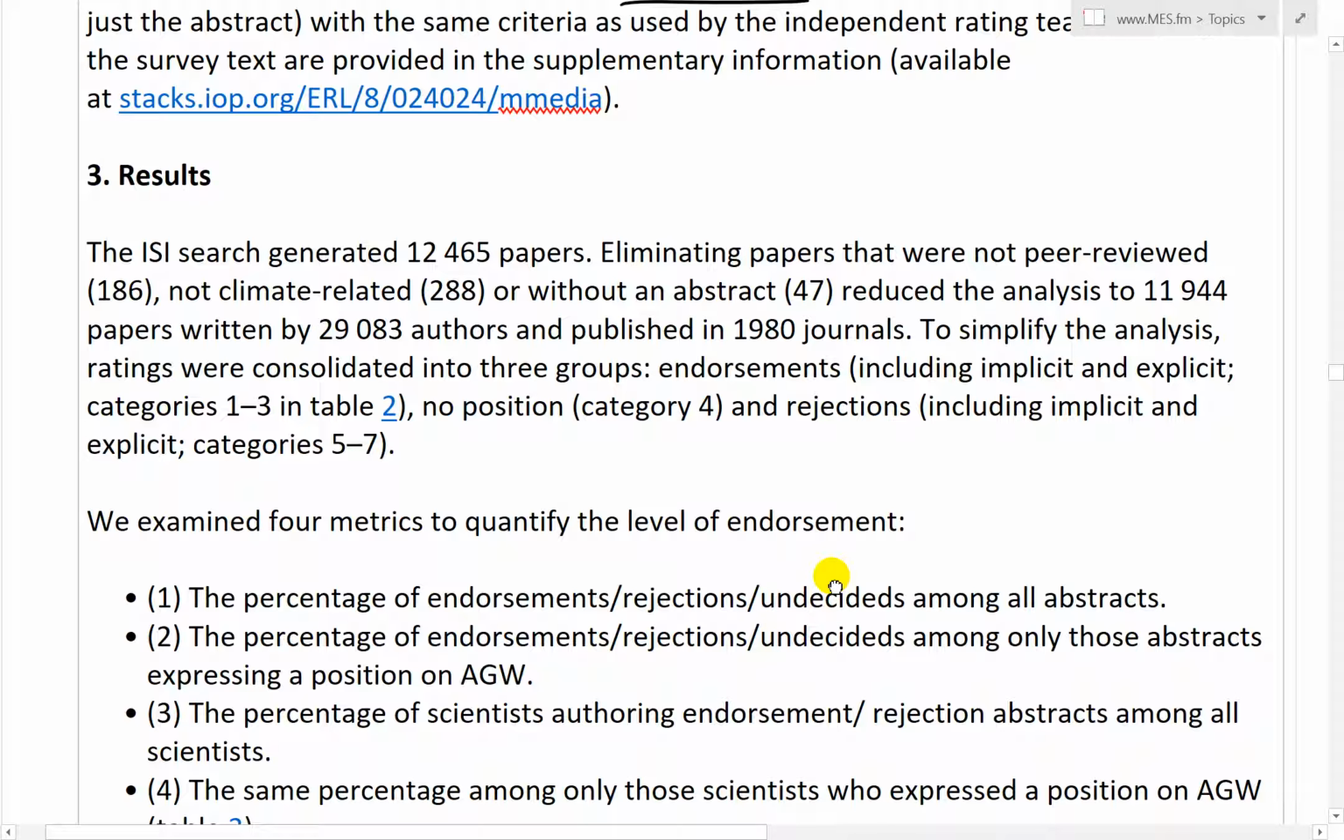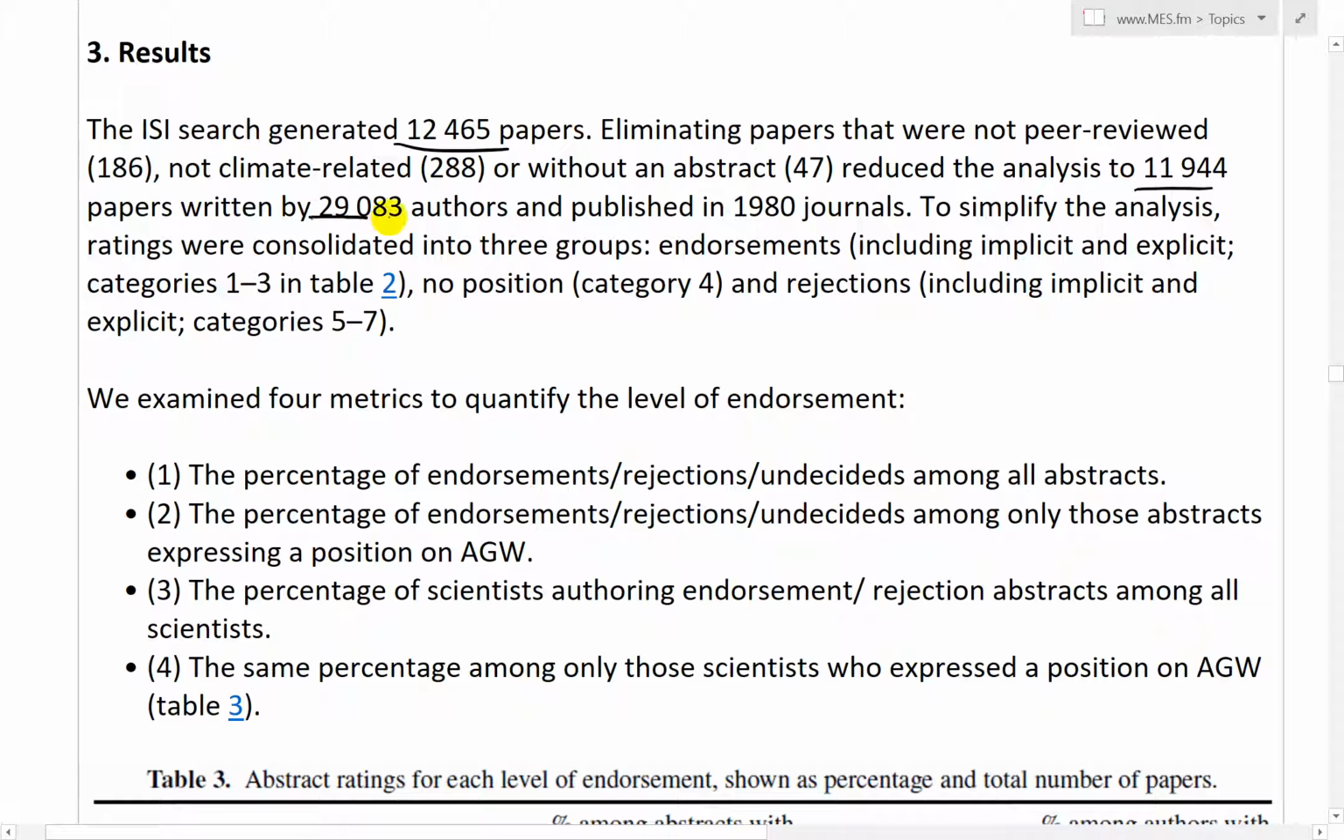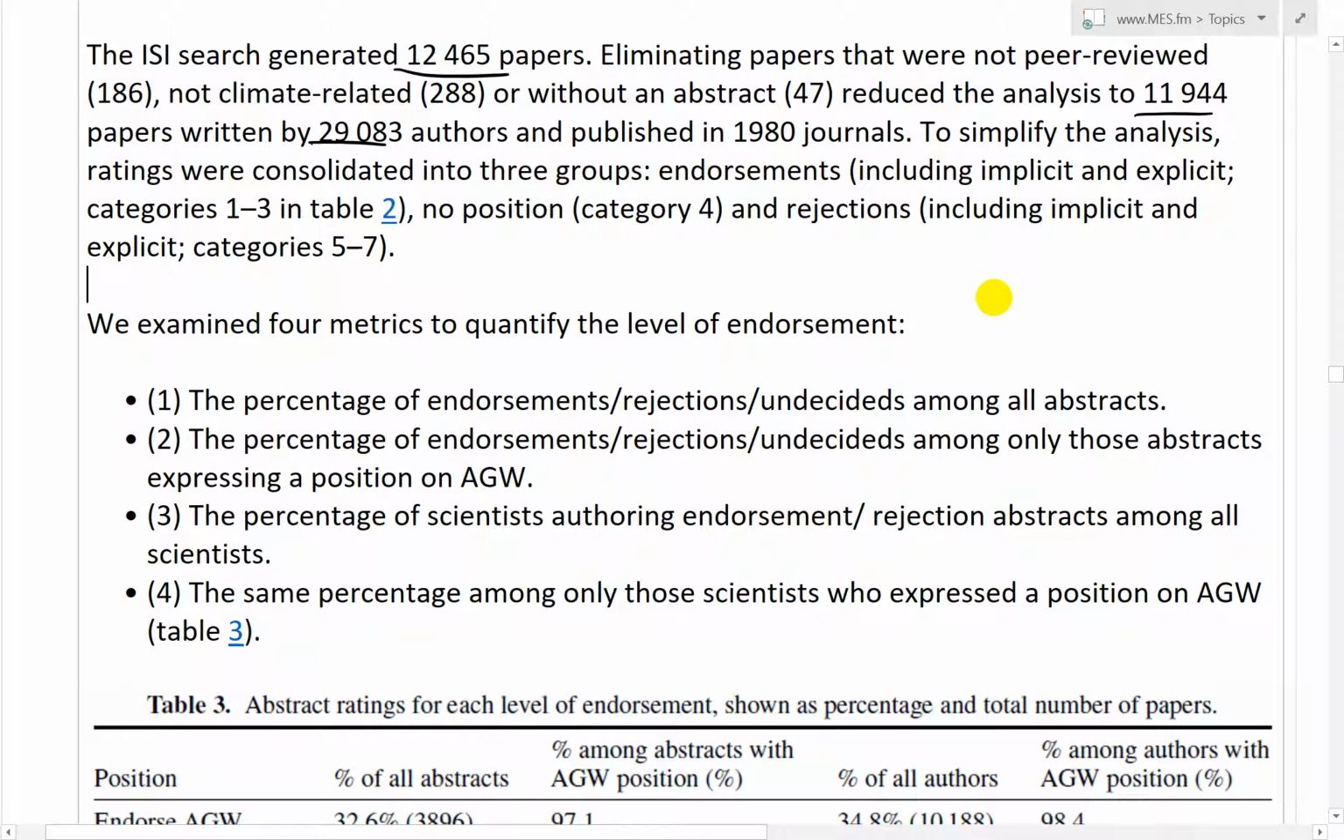So the results: the ISI search generated 12,000 papers, eliminating papers that were not peer-reviewed, not climate-related, or without an abstract. The analysis reduced to 11,944 papers written by 29,000 authors and published in 1,980 journals. To simplify the analysis, ratings were consolidated into three groups: endorsements, including implicit and explicit, no position, and rejections, including implicit and explicit.